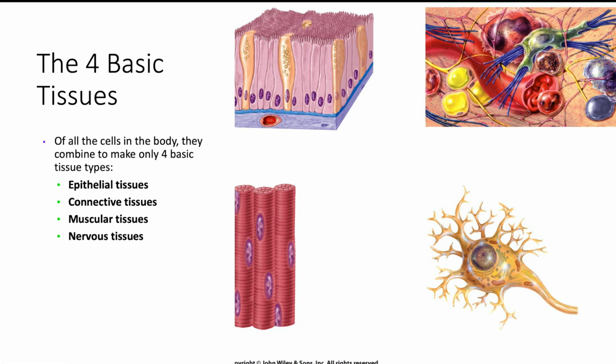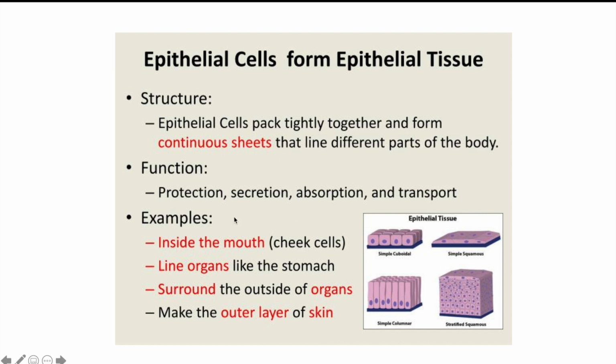So now what we're going to do is go over each category one by one and look at examples. We're going to start with epithelial tissue and look at first the cells that make them up. If we want to make a continuous sheet that lines different parts of the body, we need to basically put the cells close together in rows like this, or like that, or like this. But the cells can have different shapes.